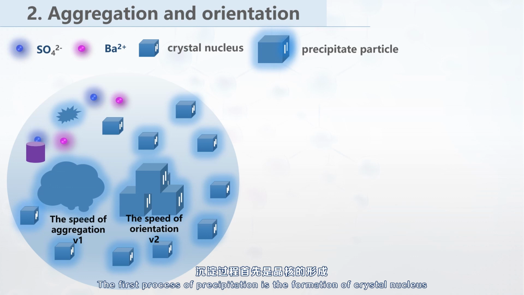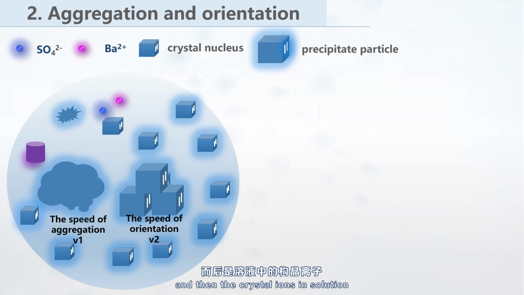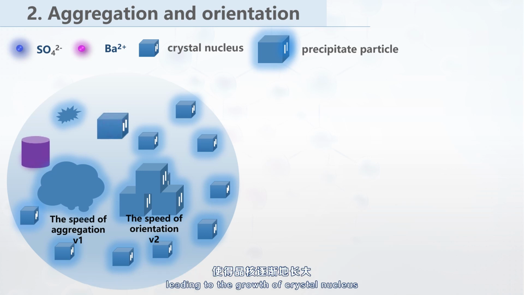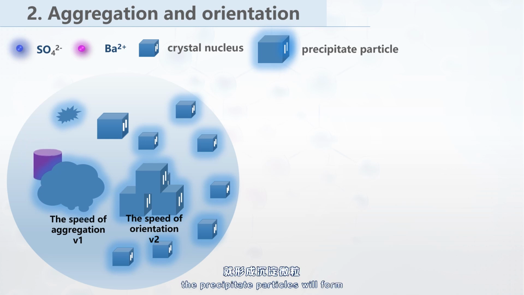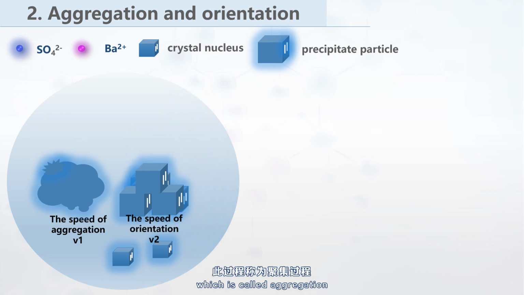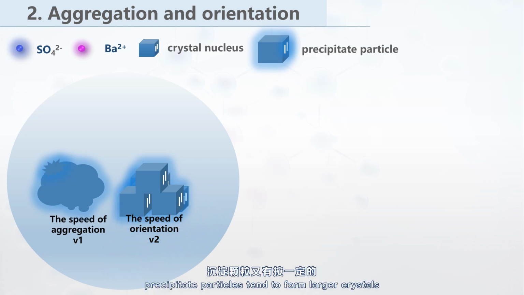The first process of precipitation is the formation of crystal nucleus, and then the crystal ions in solution will continue to migrate and deposit onto the surface of the crystal nucleus, leading to the growth of crystal nucleus. To a certain growth degree, the precipitate particles will form. Precipitate particles can aggregate into larger ones, which is called aggregation. At the same time, precipitate particles tend to form larger crystals in certain lattice arrangement, which is called orientation process.